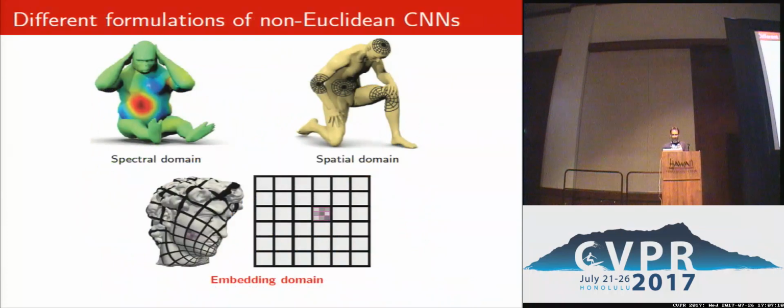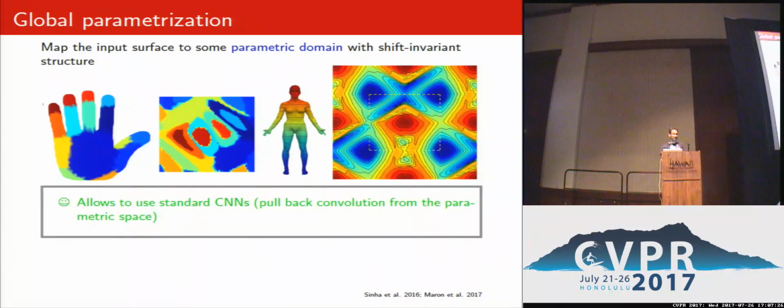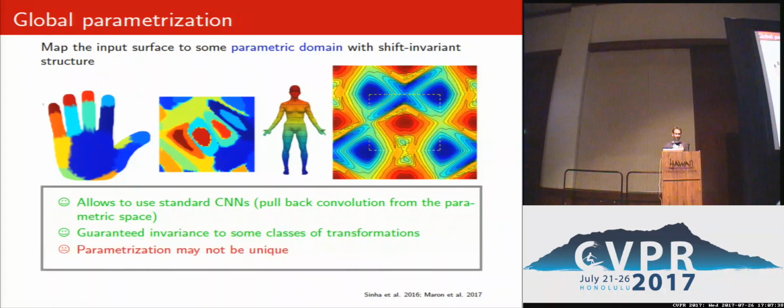Okay, so in the remaining time, let me cover briefly a different class of approaches that use some embedding space to define the convolution. Basically, the idea is to use some kind of global parametrization to map the shape into some parametric domain which has shift invariant structure. And it allows you to use a standard convolutional neural network in that space. Basically, you pull back the convolution from that space. You may, by construction, guarantee invariance to some classes of transformations.